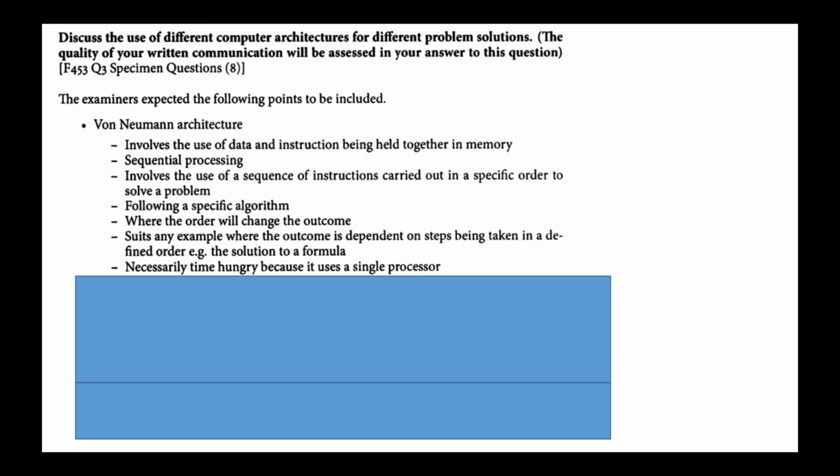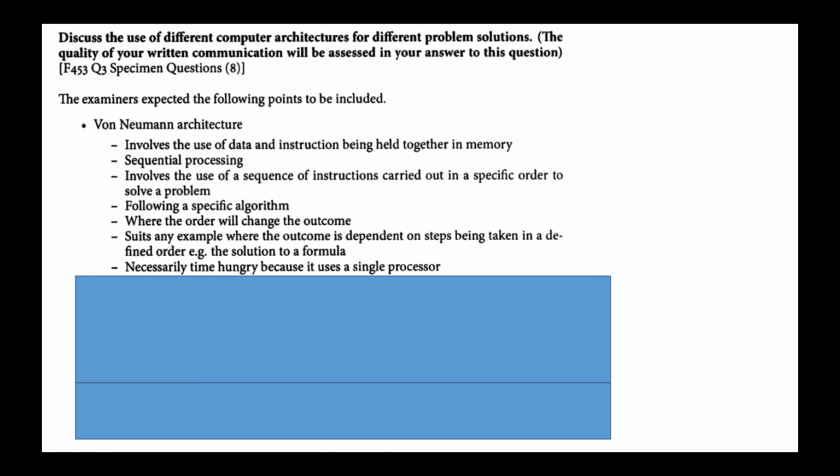It suits any example where the outcome is dependent on steps being taken in a defined order, for example, the solution to a formula. It is necessarily time hungry because it is using a single processor. So you have to try and get at least loads of these marks. There are 3 different types of computer architecture, and then the different problem solutions they would do.